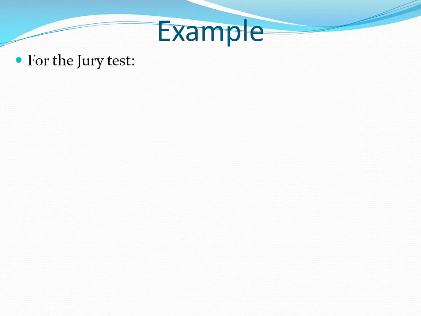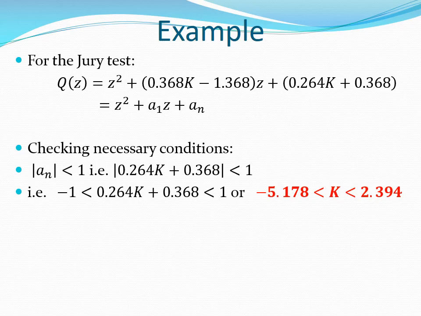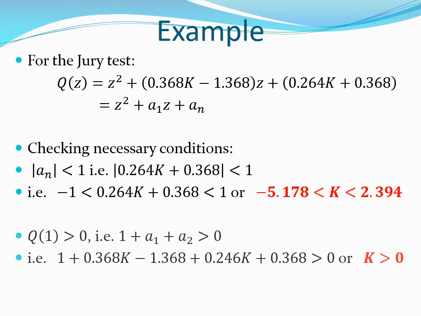Let's apply the Jury's test to find the range of K for which the system is stable. From the closed loop characteristic equation, Q(z) equals Z squared plus (0.368K minus 1.368)Z plus (0.264K plus 0.368). Let's check the necessary conditions. The condition that the magnitude of An must be less than 1 gives the range of K as from minus 5.178 to 2.394. The condition that Q(1) must be more than 0 gives the range of K as K is more than 0.